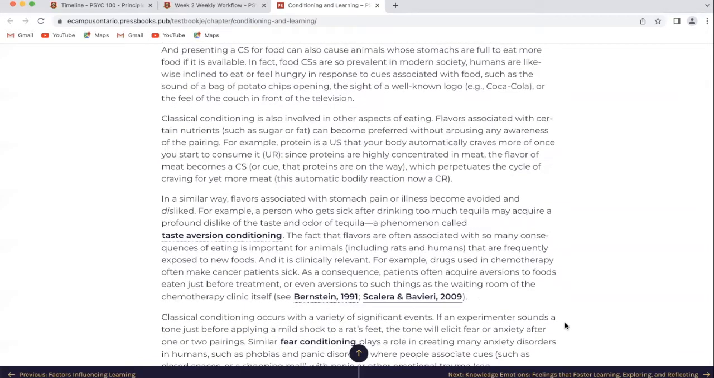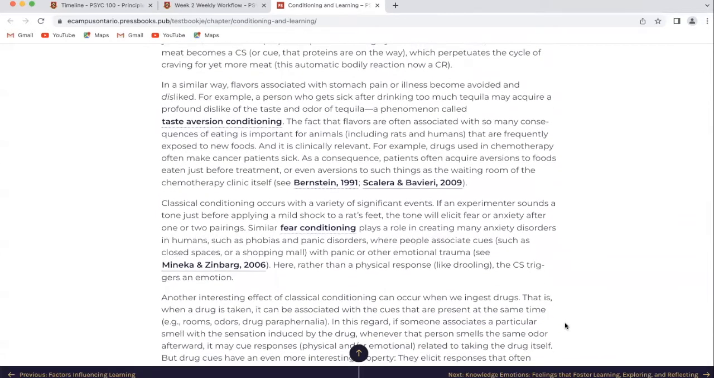In a similar way, flavors associated with stomach pain or illness become avoided and disliked. For example, a person who gets sick after drinking too much tequila may acquire a profound dislike of the taste and odor of tequila, a phenomenon called taste aversion conditioning.